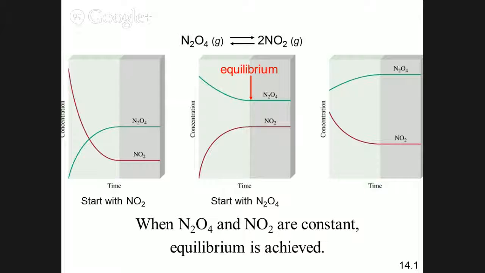And in fact, in this third case, where we had a little bit of both, again, at some point, we will reach equilibrium and they will flatten out. So when they're constant, when they don't change anymore, as far as we can tell, nothing's going on, the forward and reverse reaction rates are equal. We say we have equilibrium.